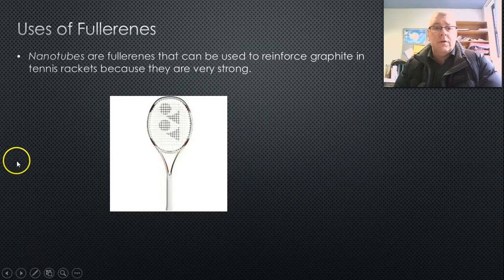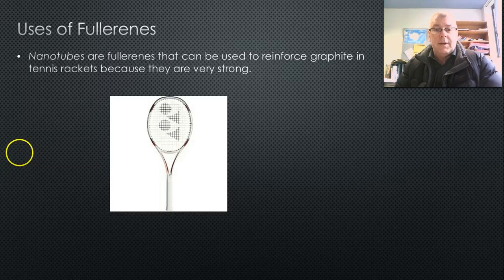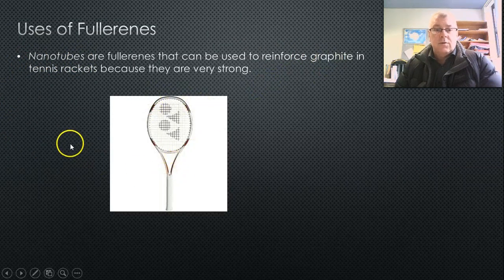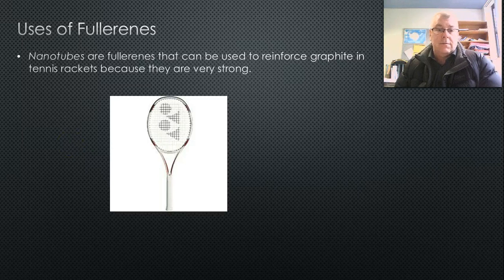Now, some of the uses of them, they've been around a while. And some of the uses were pretty quick to be put into play. Now, nanotubes are significantly stronger than graphite, and therefore they've been used in sporting equipment to reinforce some tennis rackets, golf sticks, all sorts of things. Sailing masts all use nanotubes to make them even stronger.